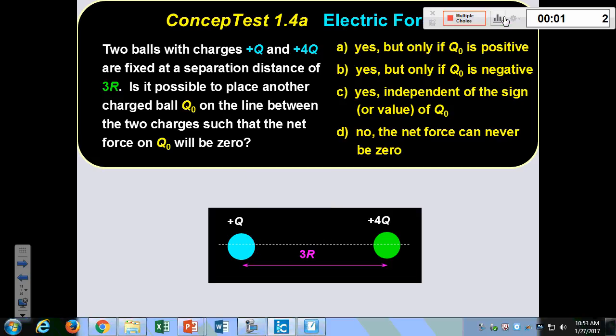All right. Two balls with plus q and plus 4q are separated by a distance of 3r. Is it possible to place another charge on the line between them such that the net force is 0? And which of those options? You had a couple of problems on your OpenStax quiz that are related to this, number 3 and 4 at least. I think some others maybe.